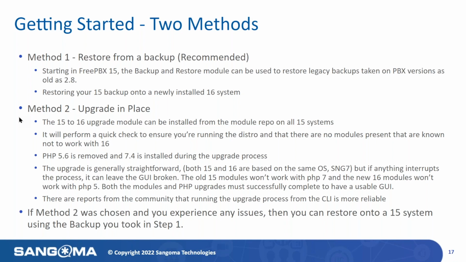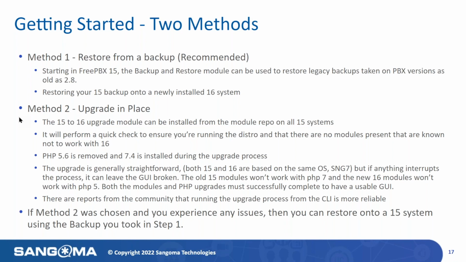Method 2, the upgrade in place method, allows you to take your existing system 15 and migrate it all the way to 16 using the module repo. It will perform a quick check to ensure that you're running the proper distro and that there are no modules present that don't work with 16. It's going to take PHP 5.6, remove it, and install 7.4 during the upgrade process. That's quite a bit there, so there will be some waits along the line.